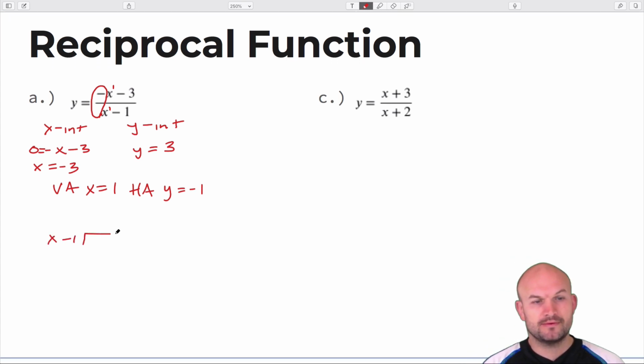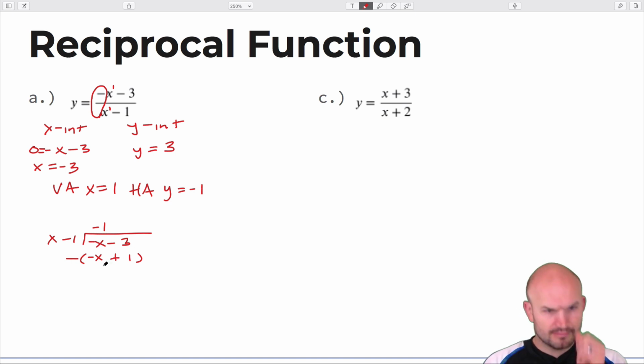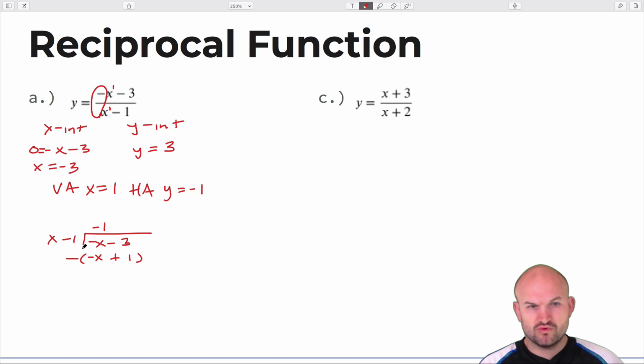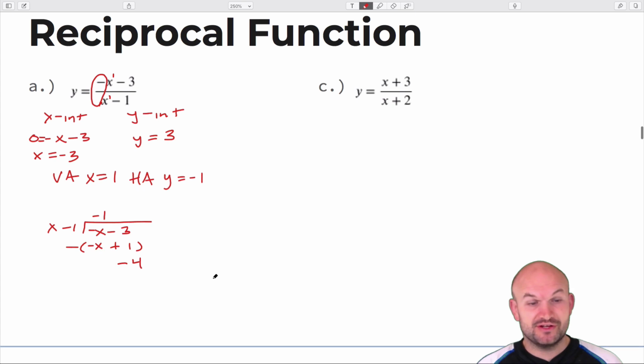So x minus 1, -x minus 3. Okay, x divides into -x a -1 times. That becomes a -x. This becomes a +1. Subtract. That's not giving me any. x divides into a -1 times. That becomes a +1. Horizontal asymptote, y equals -1. -3 minus 1 becomes -4. Oh, geez, that's a vertical stretch.